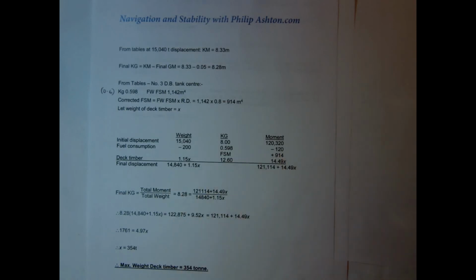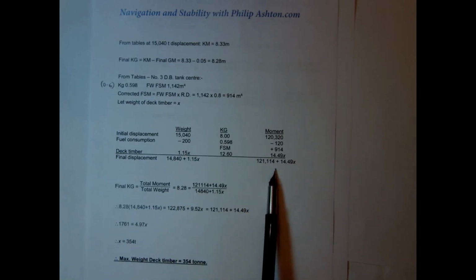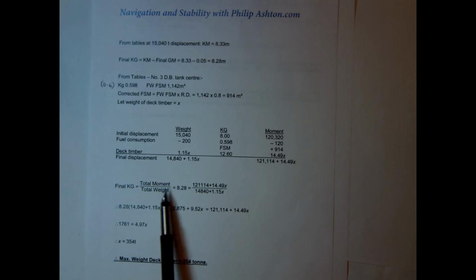We'll call the deck timber 1.15x because of course we've got to allow 15% absorption. You could have called it x and then worked out the value to take off at the end, but you may forget to do that, so it's always best to include the 1.15 in the table straight away. So we get 14.49x.